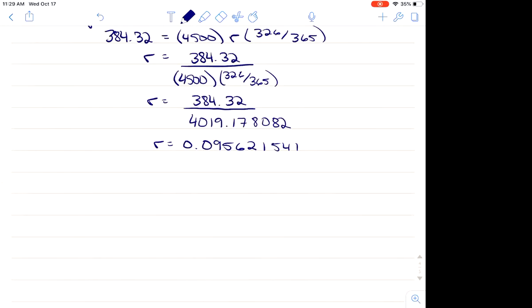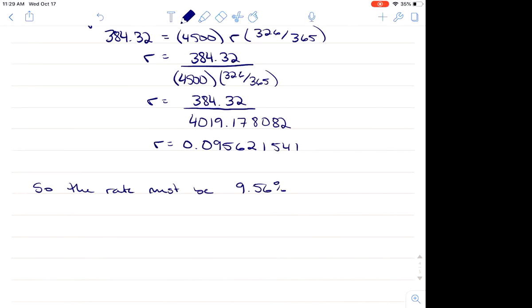So the rate must be 9.56%. Right, rounding to 2 decimal places for our percentage. Not as a rule, but I am. Do at least 2 decimal places for your percentage. Cool.